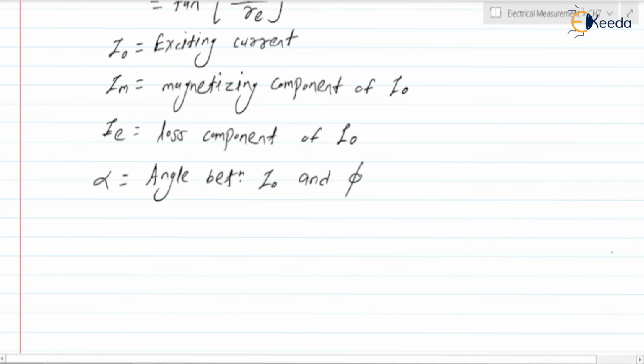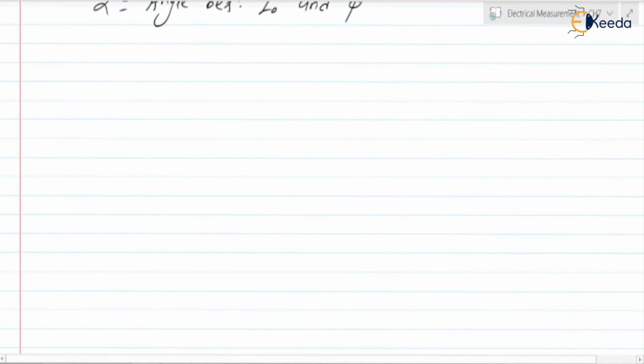Now we are going to draw the phasor diagram of a current transformer. It is again similar to that of a transformer. First of all we are having the flux phi phasor and Im phasor. So this is the phasor for Im and here it is the phasor for flux phi. Im is the magnetizing component of the no load current I0, or the exciting current I0. Basically Im is required to produce the flux, so that's why Im and phi will be in phase.